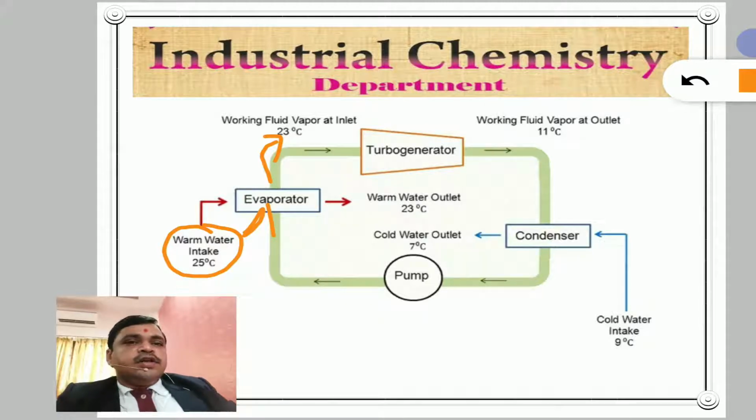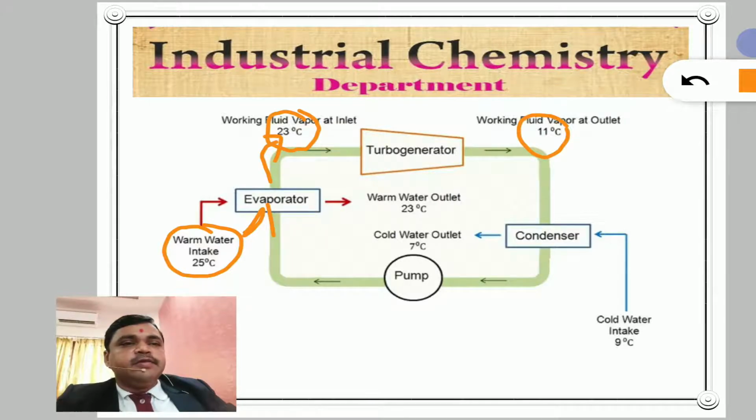And here we show the temperature difference. The input flash vapor is at 23 degrees Celsius, while the output from the turbine is only 11 degrees Celsius. So this temperature difference is converted into mechanical energy and we get electric power. Now at this 11 degrees Celsius, the fluid vapor is in both states, gaseous and liquid. So the efficiency is not high.